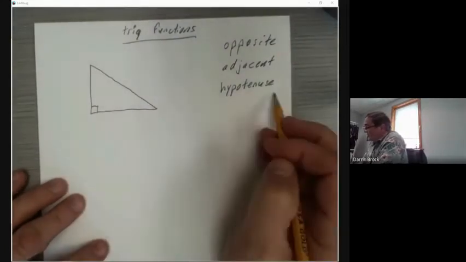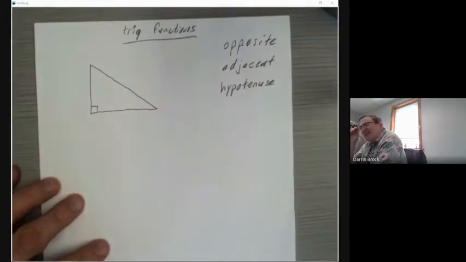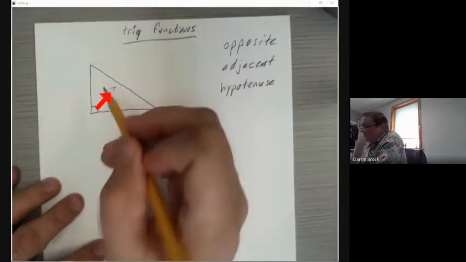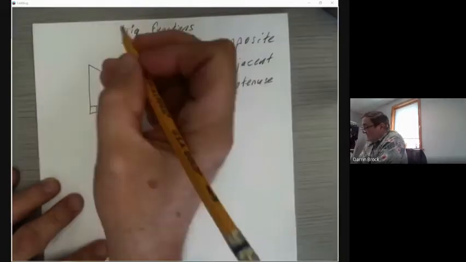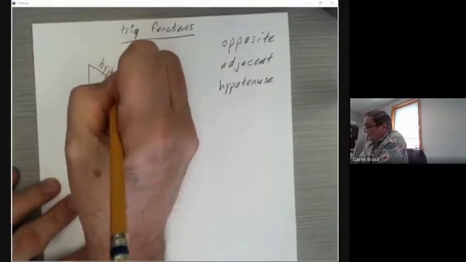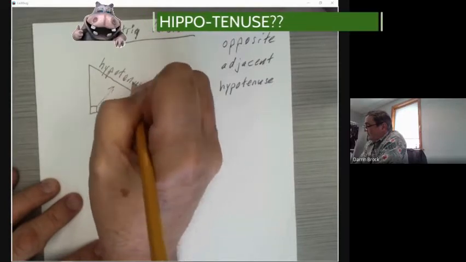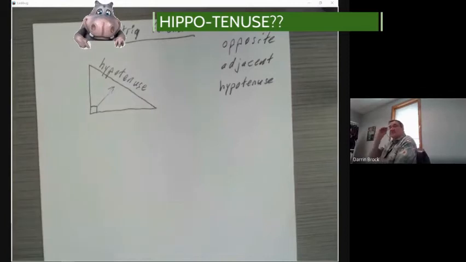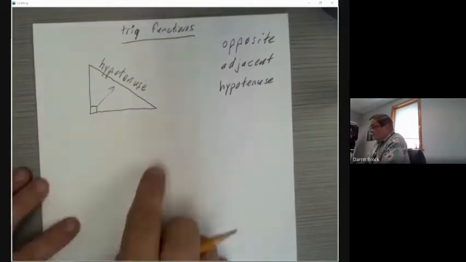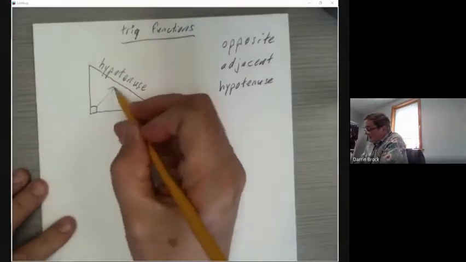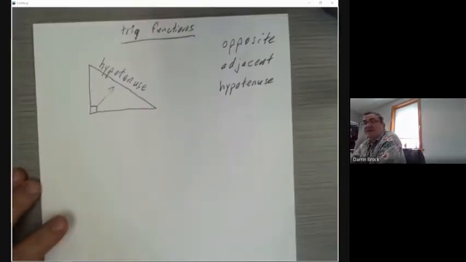And the hypotenuse is always the longest side of a right triangle, and it is always across from the right angle. It is this side right here. So if you didn't know what a hypotenuse was before, now you do. It's not an animal you find at the zoo. The hypotenuse is the longest side of a right triangle, and it is across from the right angle.